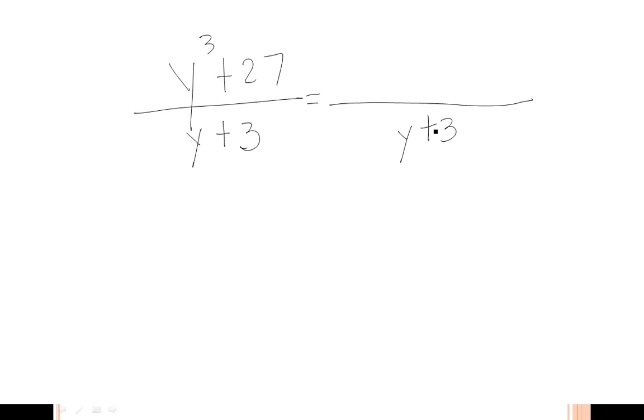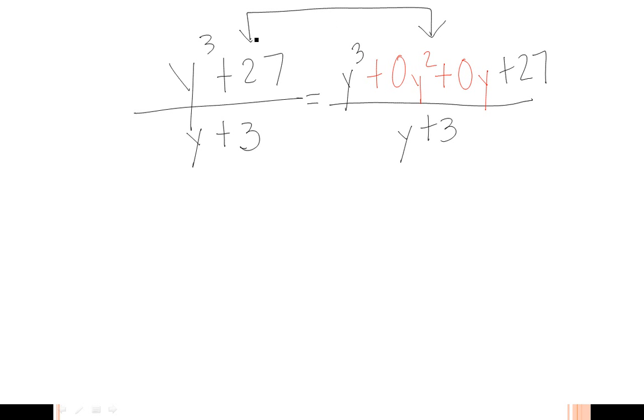I would write y cubed plus 0y squared. We're also missing a y term. So these are the same expression. Because I put placeholders there, it really means 0 times y squared, which is 0. So I'm putting fake terms there.